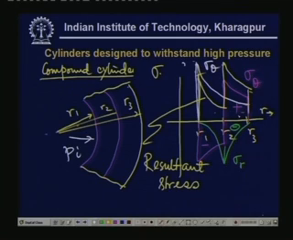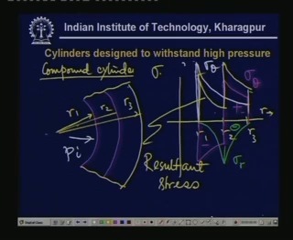Now this is about the stress distributions. I have not written down the exact stress variation, which is complicated, but I have only shown what kind of stresses will appear and what is the advantage of making a compound cylinder.